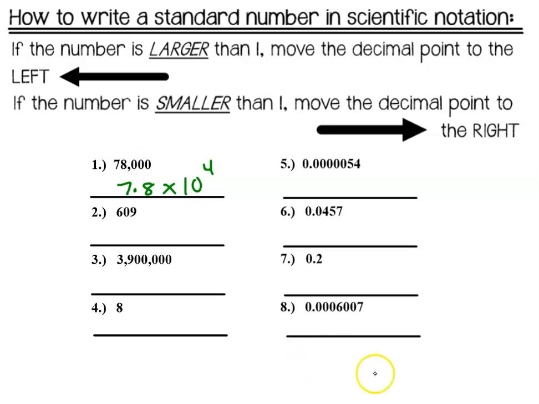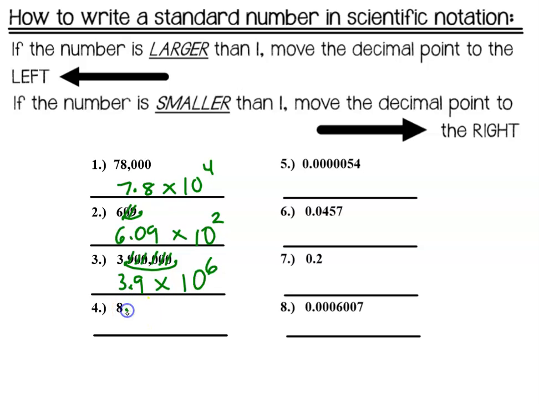Let's do the next one. 609, the decimal needs to go to the front here. 6.09 times 10. I had to move 2 place values to get there, so my power is 2. Next one, move it to the front here to get 3.9. Write a times sign and a 10. I had to jump 1, 2, 3, 4, 5, 6 places to get there.